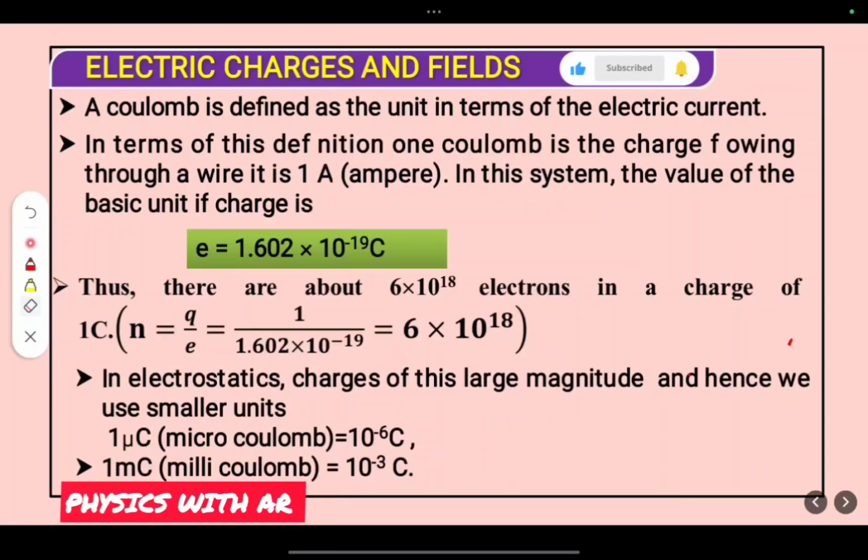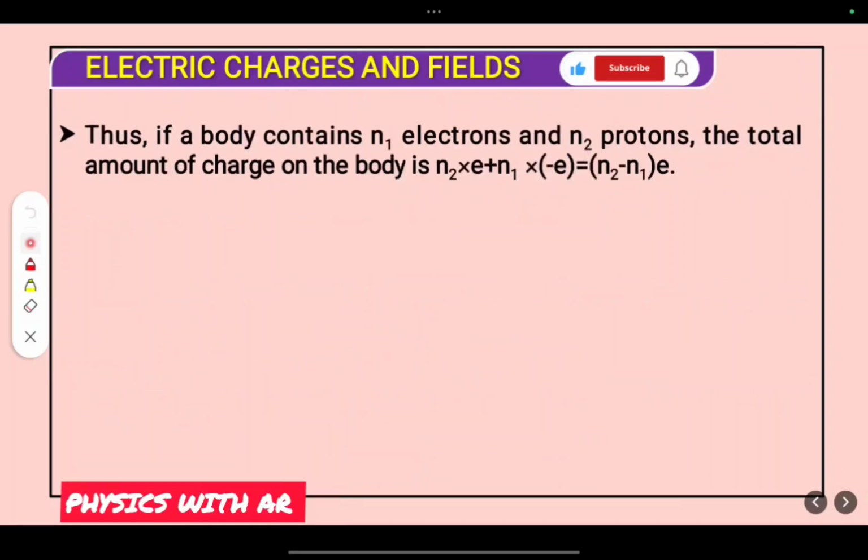In electrostatics, a charge of this large magnitude is not convenient, hence we use smaller units. So that we do not always use the coulomb, especially while calculating numericals, we use 1 micro coulomb. Micro is 10 to the power of minus 6, and millicoulomb is 10 to the power of minus 3. This is very important while solving numericals, so you should use it.